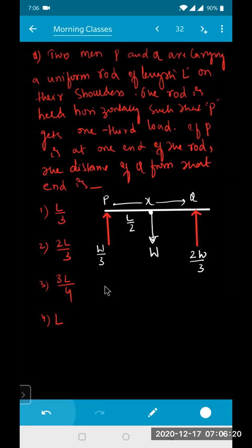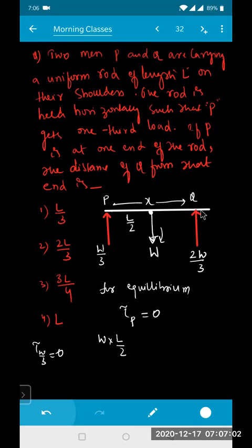talk about the point P. For equilibrium, net torque about the point P must be equal to 0. So about point P, this weight is acting, so W into L by 2. This is one torque acting in this direction. Another torque is because of W by 3. How much will it be? 0, because it is passing through the point P itself. So torque due to W by 3 is equal to 0.